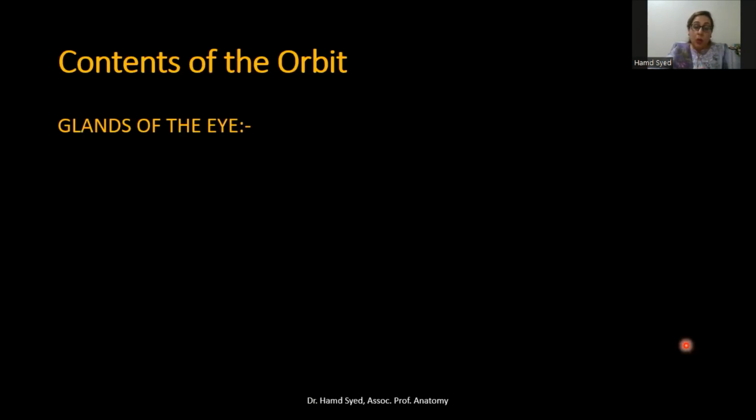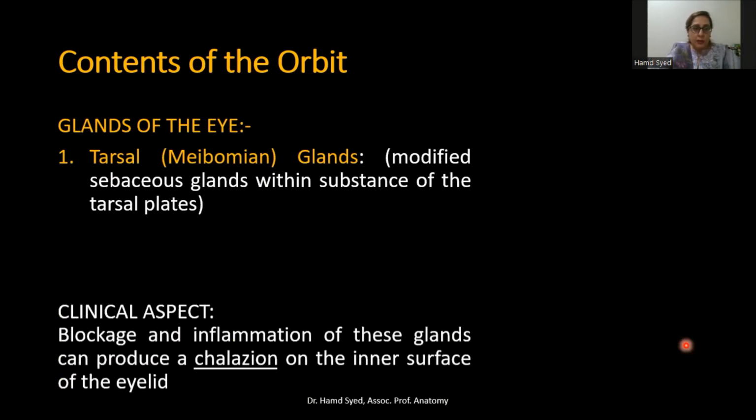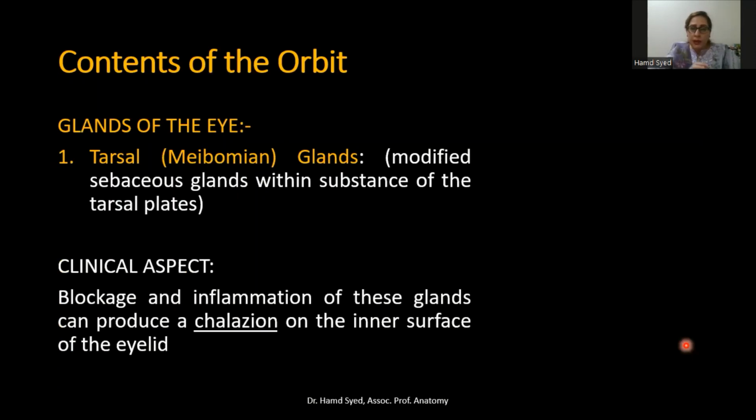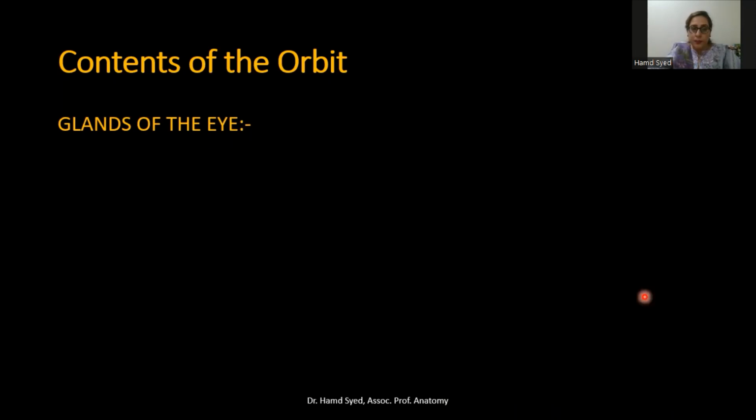So within the orbital cavity, the glands of the eye are present. I already told you about the tarsal glands, that they're modified sebaceous glands present in the substance of the tarsal plates. They're also known as meibomian glands. And the clinical aspect related to these glands is that if they get blocked or inflamed, they can produce the chalazion on the inner surface of the eyelid. So this here shows us the chalazion due to the blockage and inflammation of a tarsal gland.